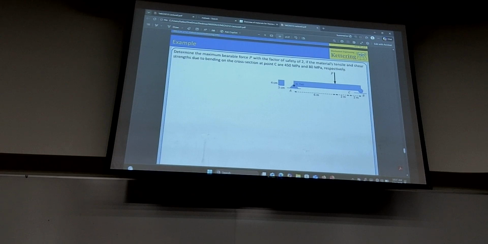All right, so this is sigma u, sigma u at t, and this is tau ut. And you said when the factor of safety of 2 is involved, you simply divide them by 2, and you get these as your new capped values.